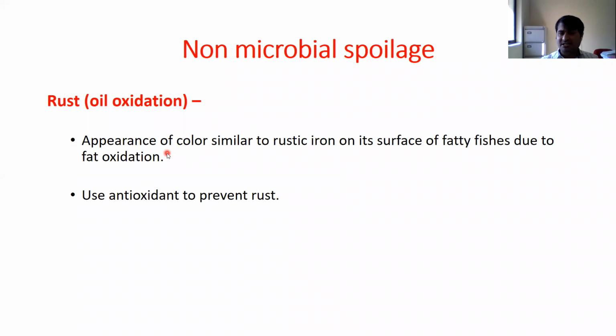Then rust spoilage or fat oxidation. So appearance of color similar to rustic iron, जैसे जंग लगता है ना आयरन में, like that you will see on salted fish there will be a rust, जैसे जंग लगता है ना आयरन में उस तरह का formation, means spot formation होगा. And this is mainly on the fatty fish. जो fatty fish होते हैं उस पे ज्यादा होता है, because there is a oxidation of fat. How we can prevent? We can use the antioxidant to prevent rust formation.